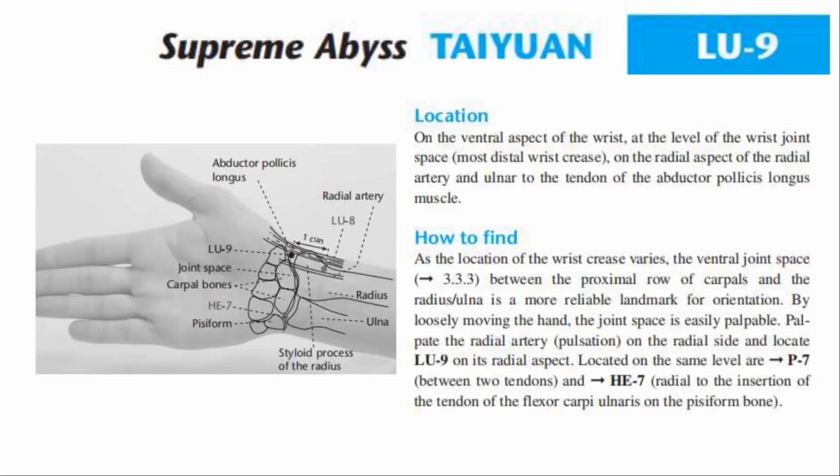Located on the same level are PC 7 between the two tendons and Heart 7 radial to the insertion of the tendon of the flexor carpi ulnaris on the pisiform bone.